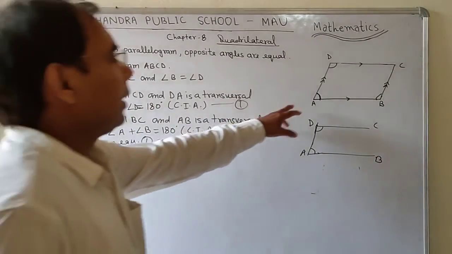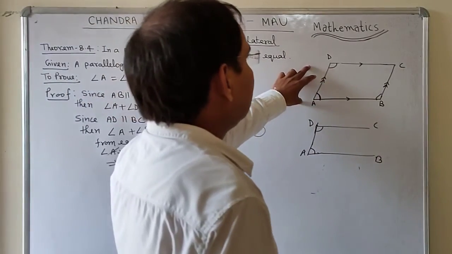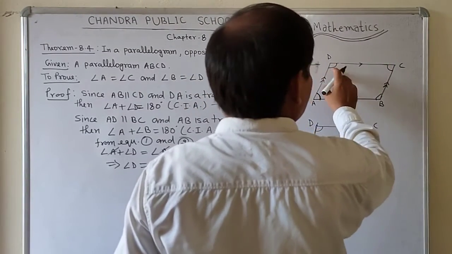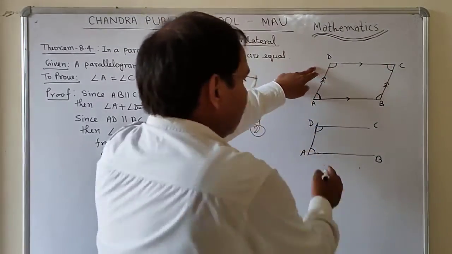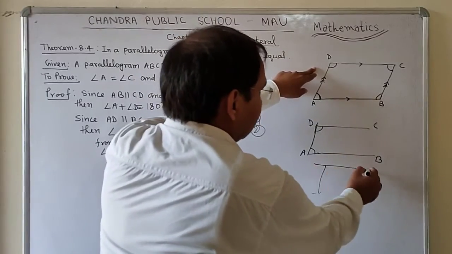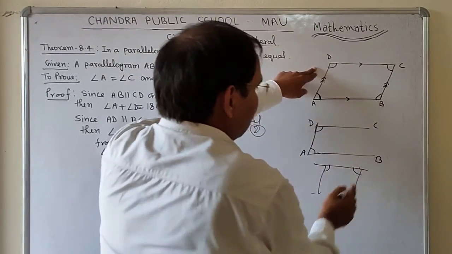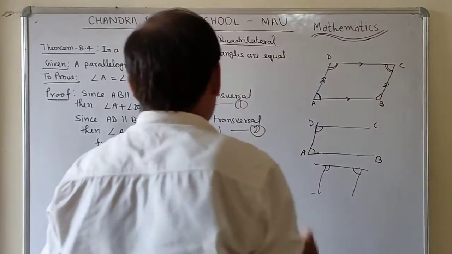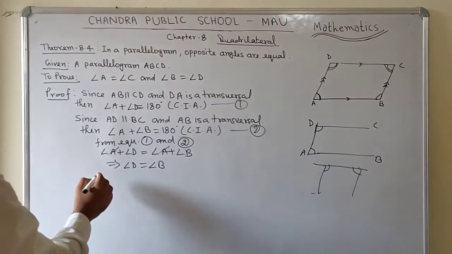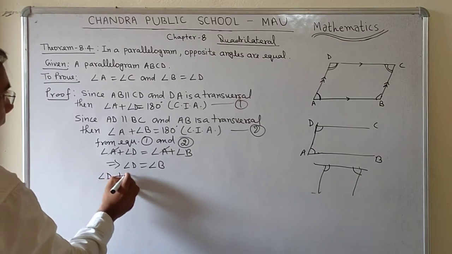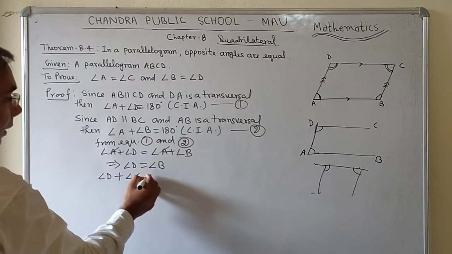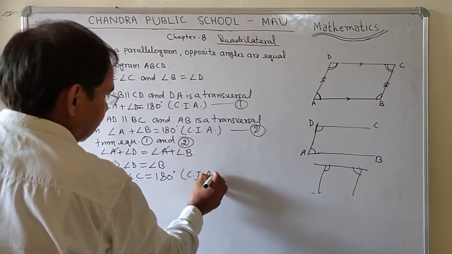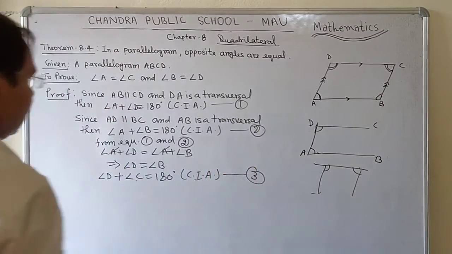Here angle A plus angle D equals 180 degrees, and here you can write angle D plus angle C is also equal to 180 degrees. Here these two lines are parallel and one line is intersecting, so these are the co-interior angles. So their sum will be 180 degrees. So again you can write angle D plus angle C is also equal to 180 degrees. Again co-interior angles. Make it equation 3.